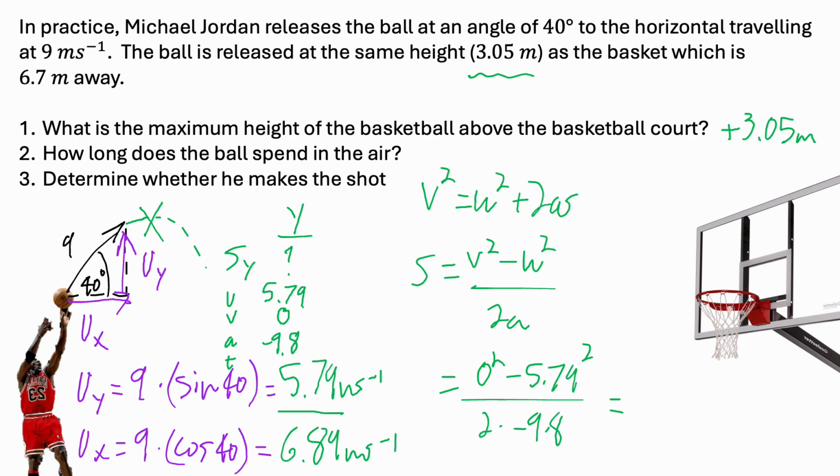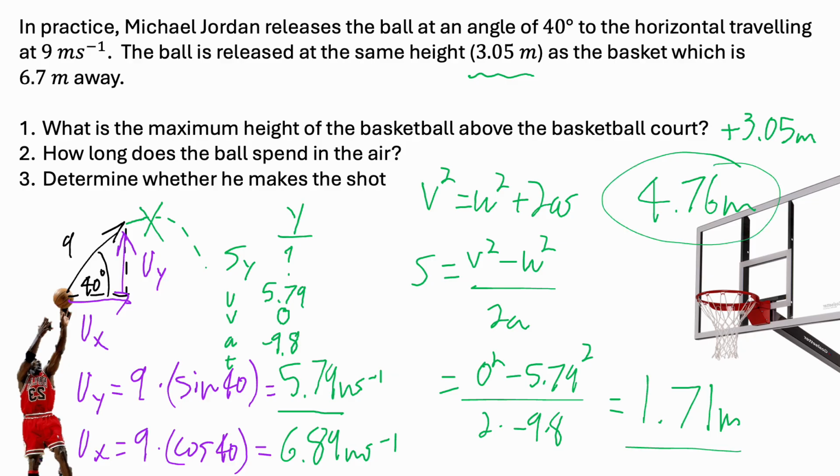a maximum height of 1.71 meters. Now remember, that's from his hand, so your final answer would actually be 5.21 meters, which is the 3.5 meters that his hand is at plus the height of the shot. Okay, now that takes care of question 1.